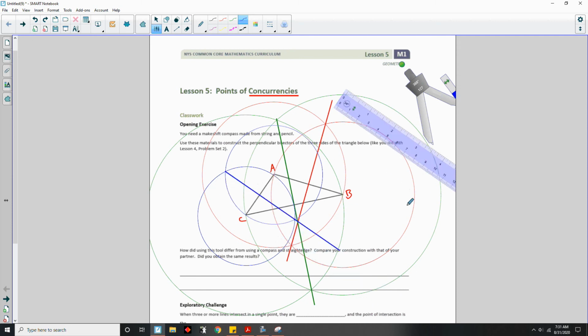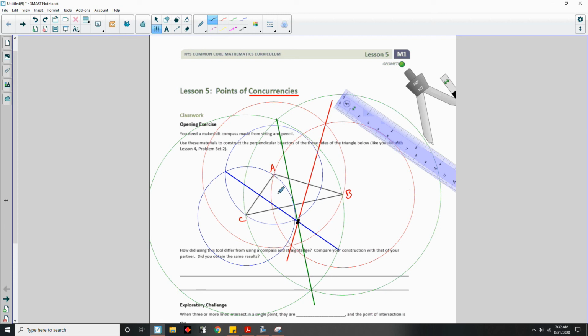So notice what just happened there with this mess. Here's my red perpendicular bisector of AB. Here's my green perpendicular bisector of side BC, and the blue is the perpendicular bisector of side AC, and they all intersected at the same point right here. Change that to black. Right here is where all three of those perpendicular bisectors intersect.